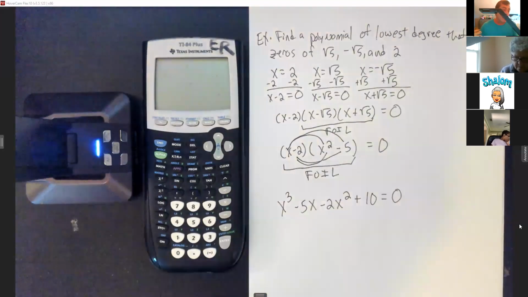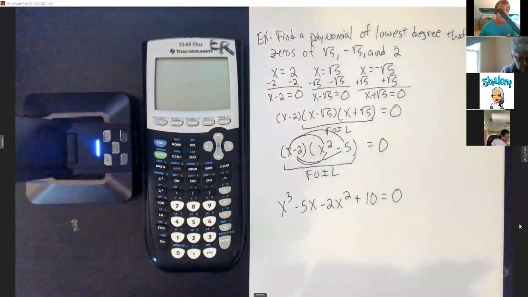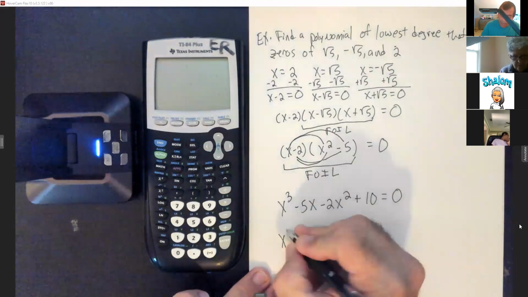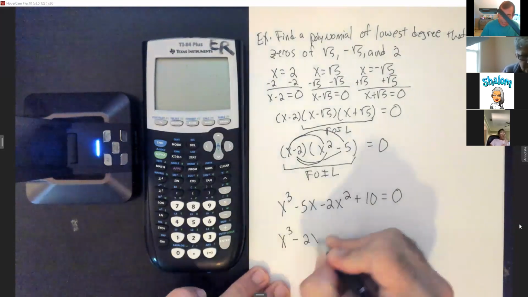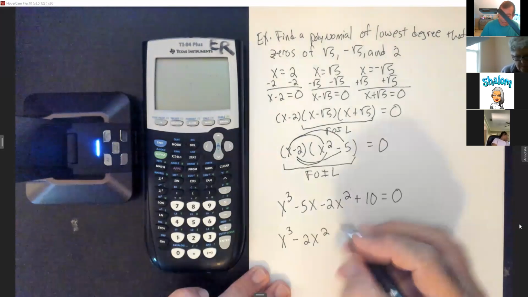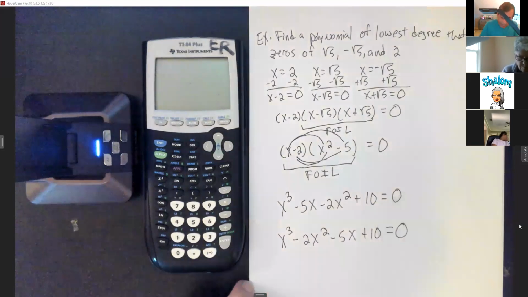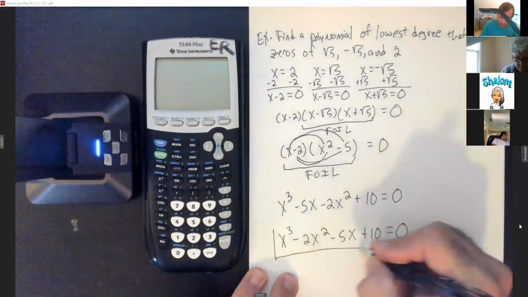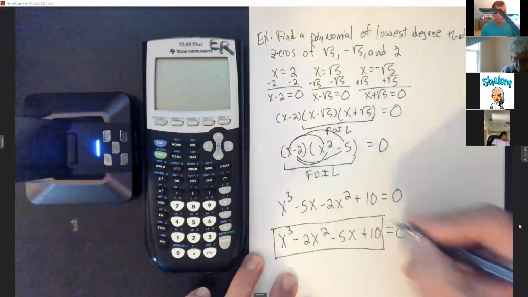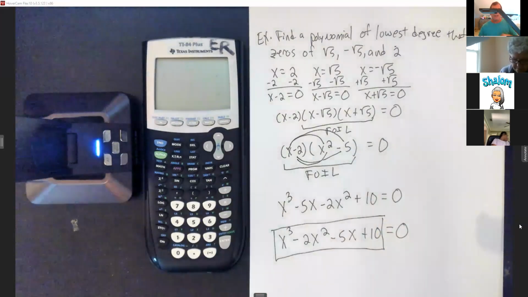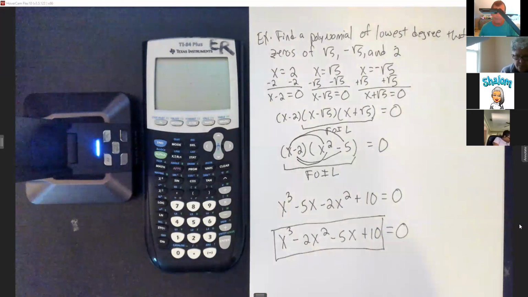So y'all, the only thing I would do to that would be putting in descending order. So I'm going to put my x to the third minus my 2x squared minus my 5x plus my 10, all equal to 0. So that there would be my final answer. So these aren't real bad. You just got to keep up with that foiling and make sure you're simplifying those terms as you go through there, okay?